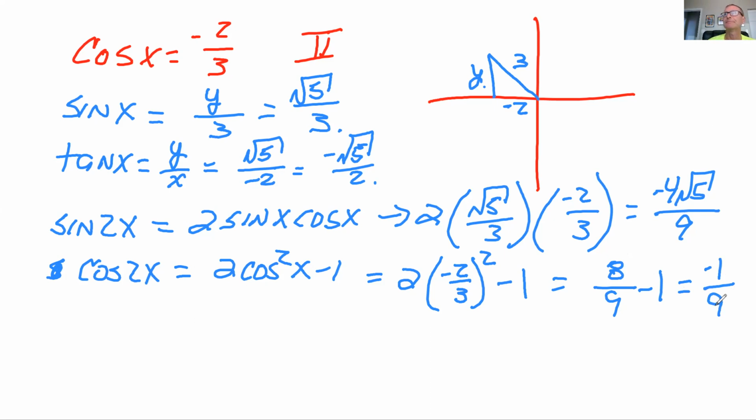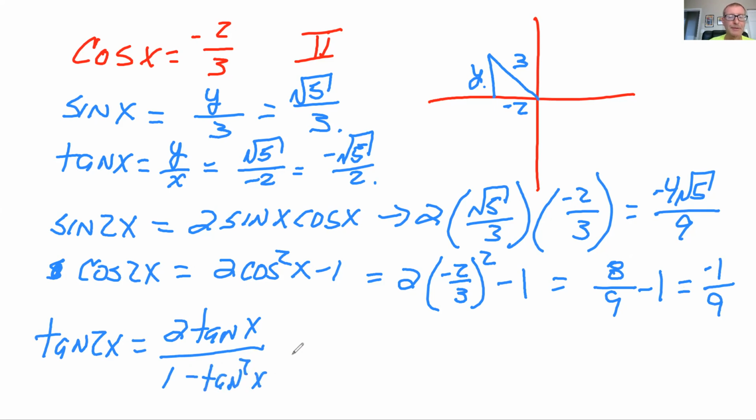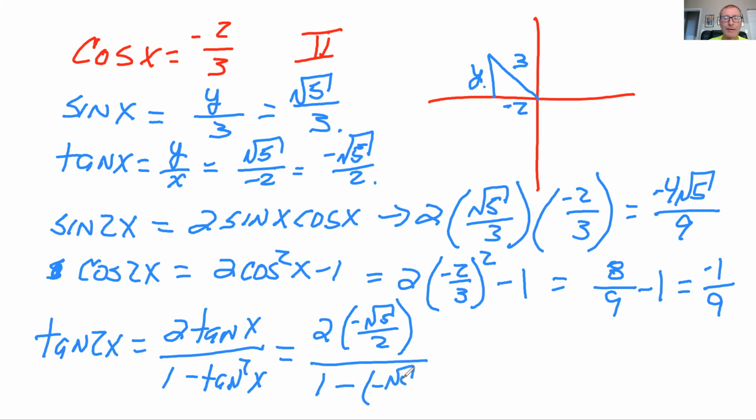So how would you do tangent? Well, tangent of 2x is this one. 2 tan of x, all divided by 1 minus tan squared of x. So if you haven't realized, a lot of fractions, right? So this would be 2 times minus the square root of 5 over 2. And then what we're doing is 1 minus the square root of 5 over 2 squared.